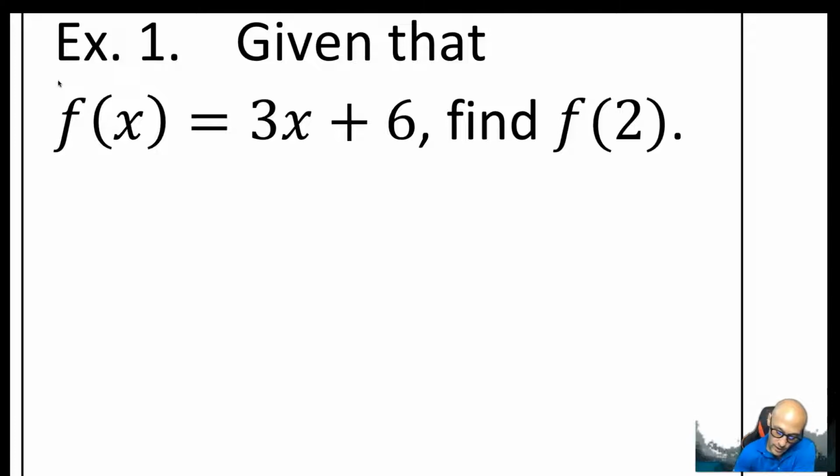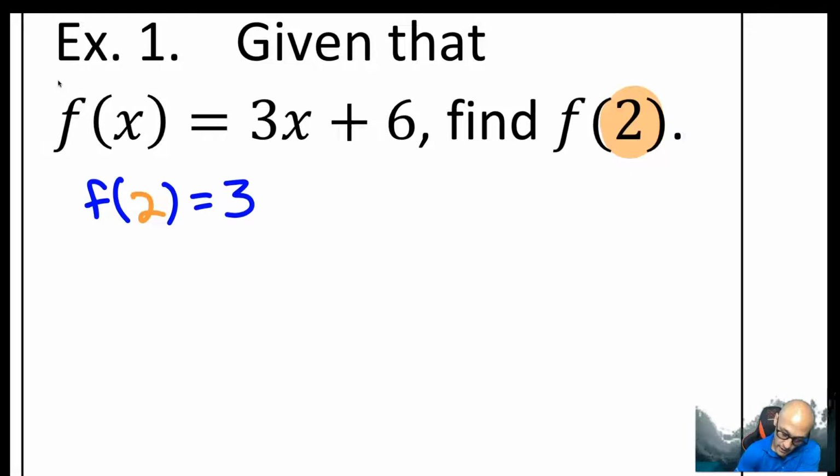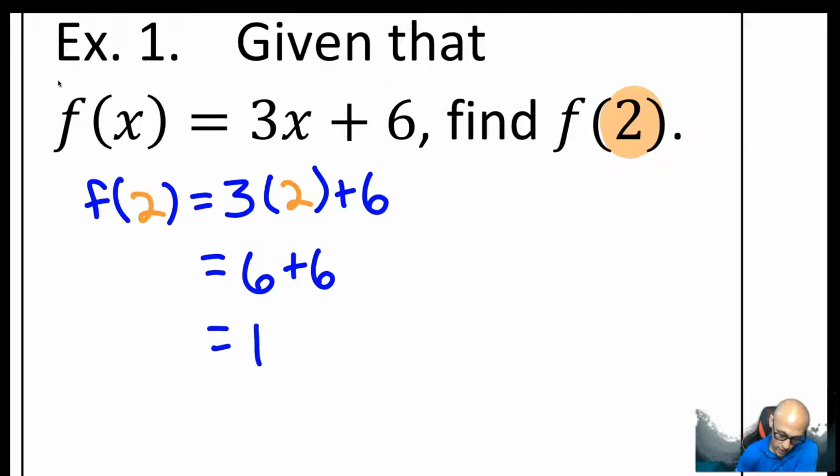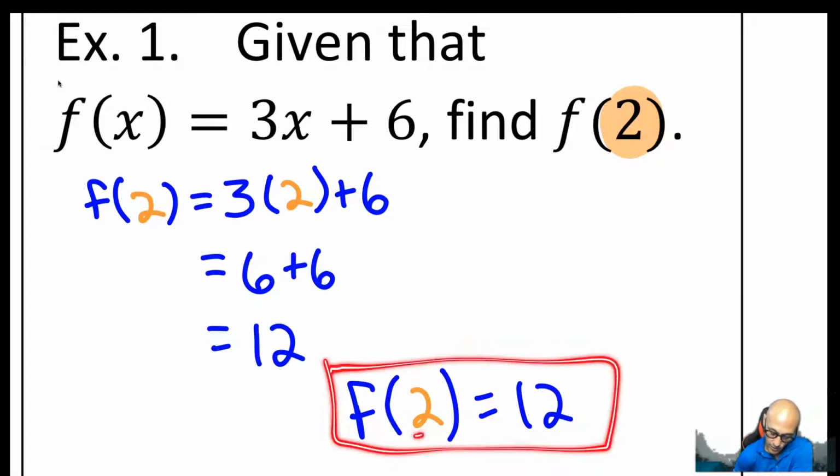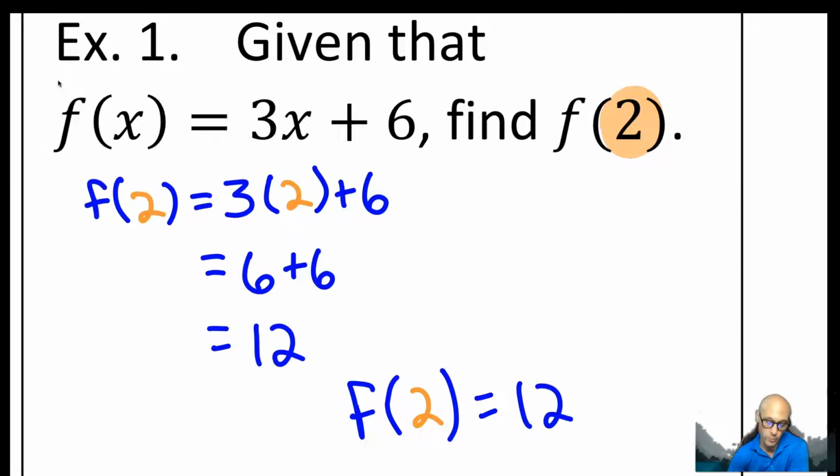So 2 is going to be our input, and so we have f of 2 is equal to 3 times 2 plus 6. Well, 3 times 2, that's 6, plus 6. 6 plus 6 is 12. So what we have is that f of 2 is equal to 12. Right there in this statement, we have our input and our output. That's pretty nice.